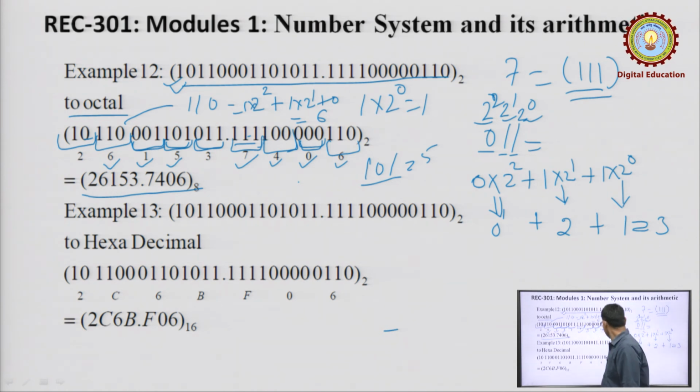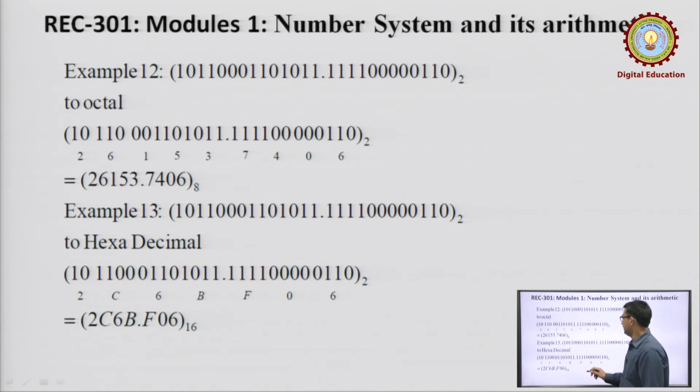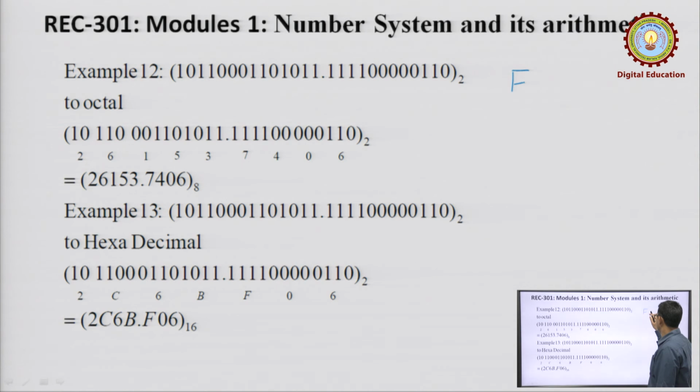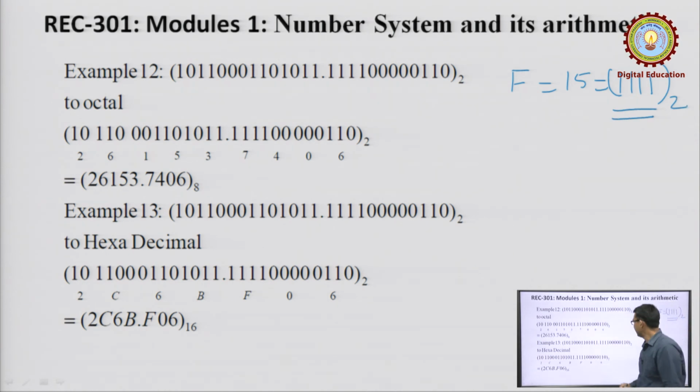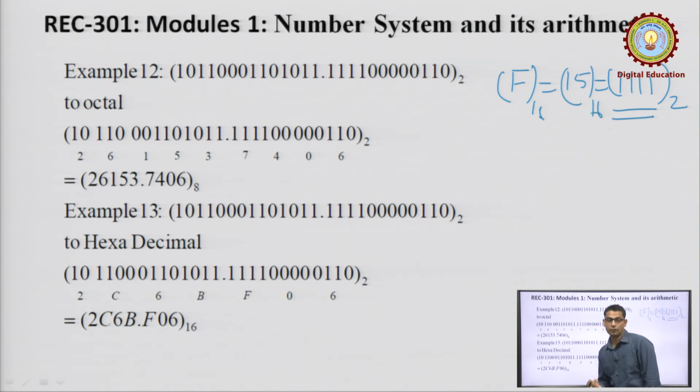Now come to the another question. As I have mentioned, in the hexadecimal number, the highest permissible digit is F, and F is nothing but 15, and this can be represented by 1 1 1 1. It means we have to make groups of 4 bits. If you want to convert the binary number, if we make the group of 4 bits each, then we can write down the equivalent.